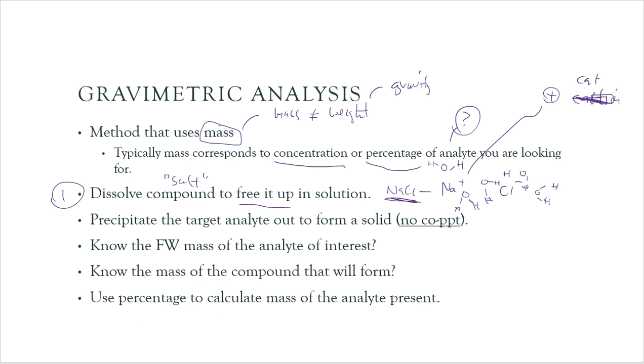C-A-T-I-O-N. And the negative pieces are going to be called anions. Now, once they get freed up in solution, now I can take advantage of that situation. Now I can be really mean. I can be mean to that salt because what I can do now is precipitate what we call the target analyte out to form a solid.